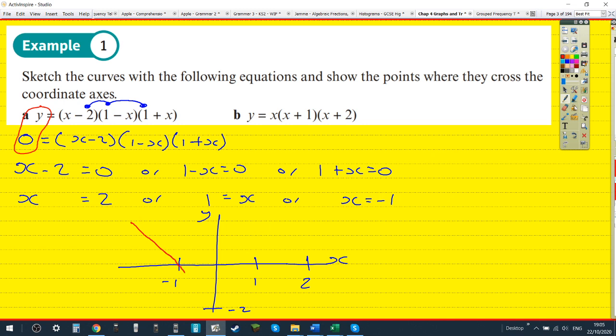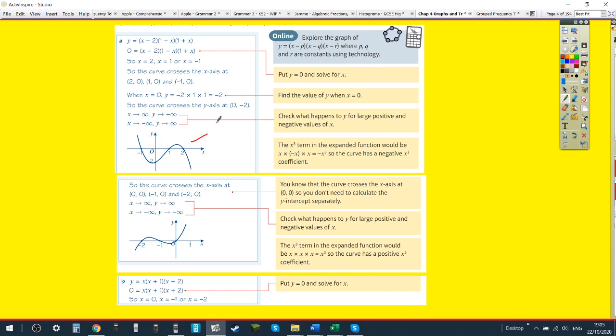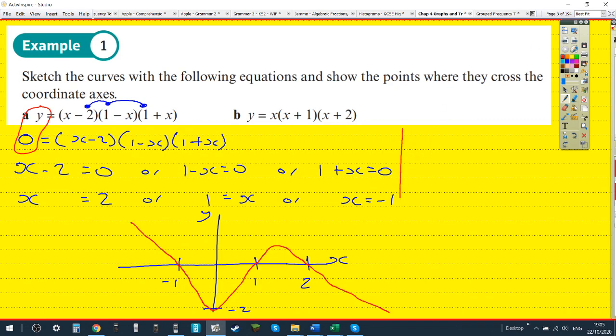So it has to go through those points, and it's going to look something like that. Let's take a look. There we go. So minus 1, 1, 2, and then down at minus 2. So try question B.